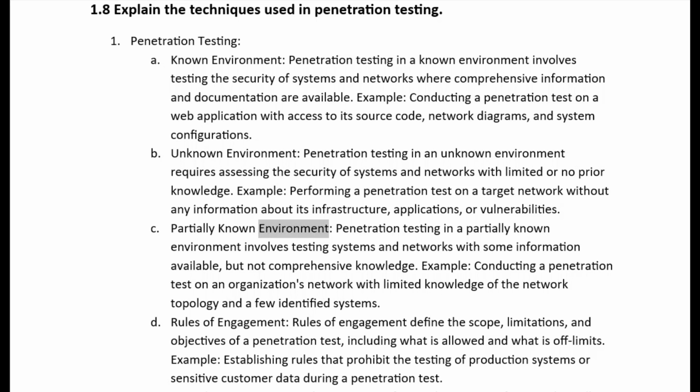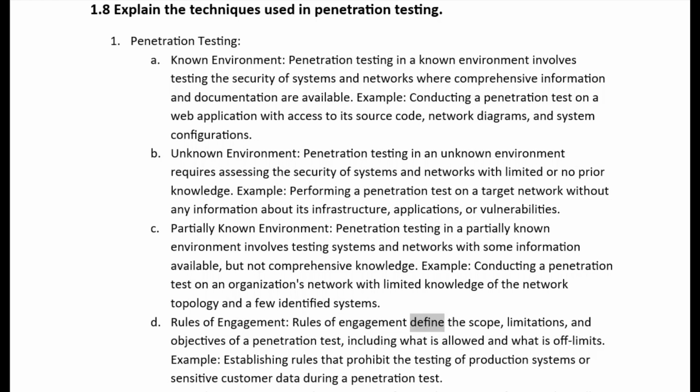Partially known environment. Penetration testing in a partially known environment involves testing systems and networks with some information available, but not comprehensive knowledge. Example, conducting a penetration test on an organization's network with limited knowledge of the network topology and a few identified systems.